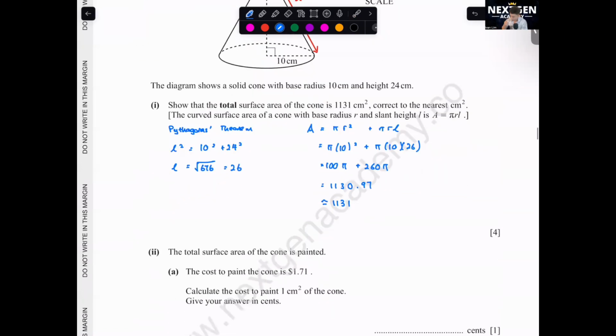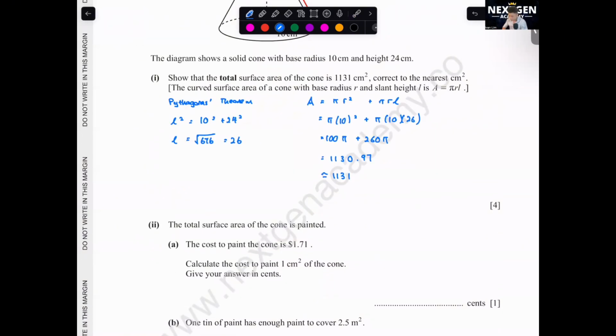Next one. The total surface area of the cone is painted. The cost to paint the cone is $1.71. Calculate the cost to paint 1 cm square of the cone. They want it in cents, so can we convert this to cents first? Dollars to cents will be 171 cents. So for 1 cm square, the calculation will be 171 divided by 1131.